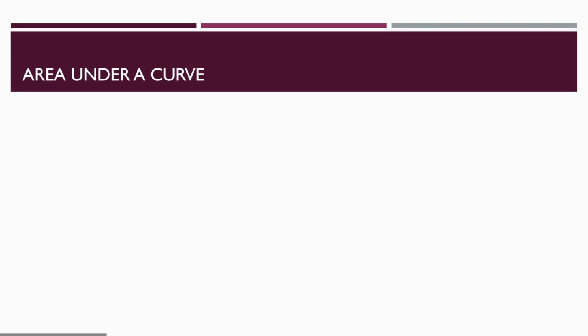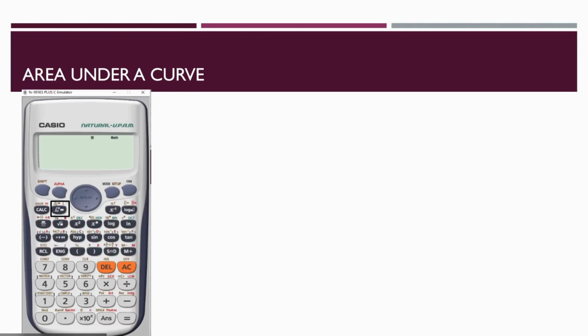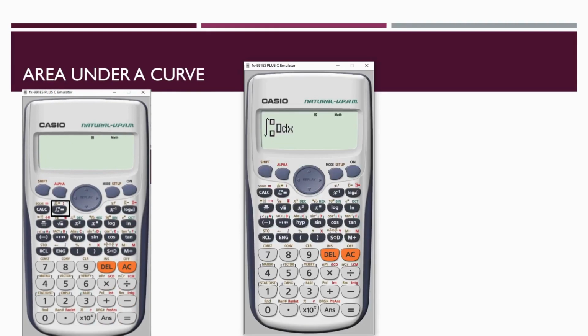Now I'm going to show you another method using the calculator that you can use to find the area under a curve. So first of all, press the integral sign on your calculator as you can see. Now after you have done that, you will have an interface like this. Now all you have to do is press alpha and write your equation. So in our case it was x squared.